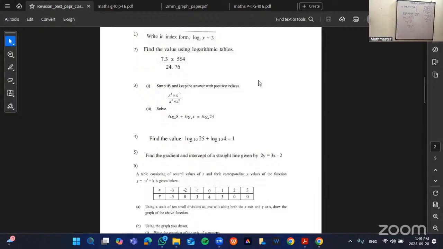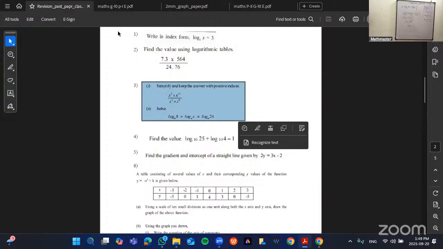So can you explain the third question? The third question, first one. I'll just explain it here because time is going. Here you have positive indices, so you have to keep the answer in a positive index. Here you have x power 3 into x power minus 7.